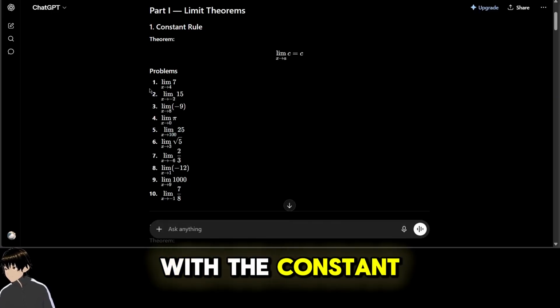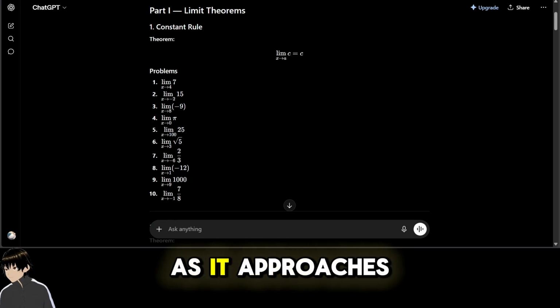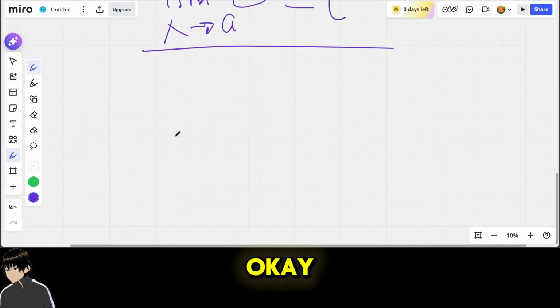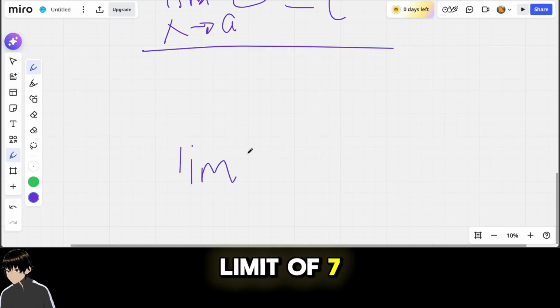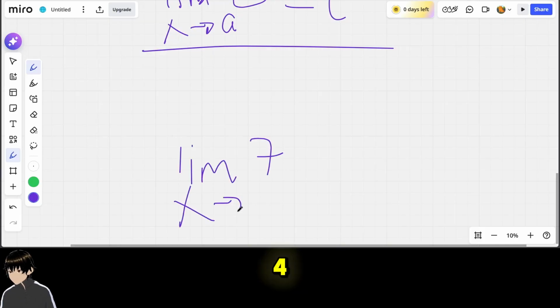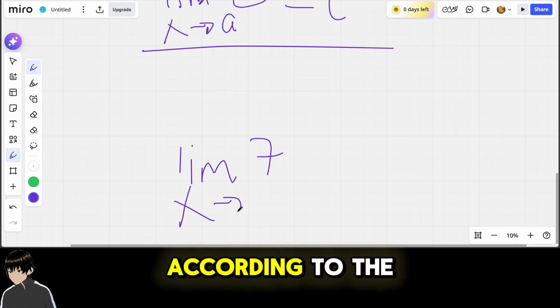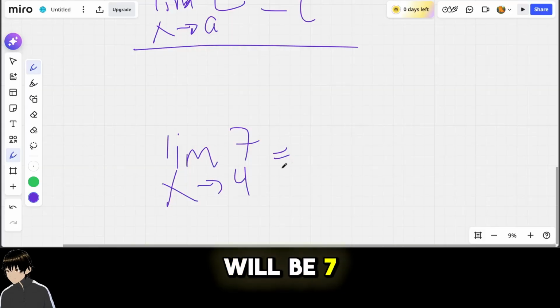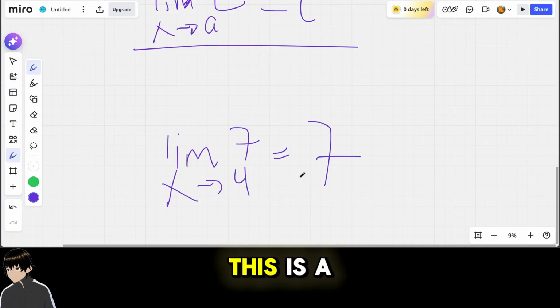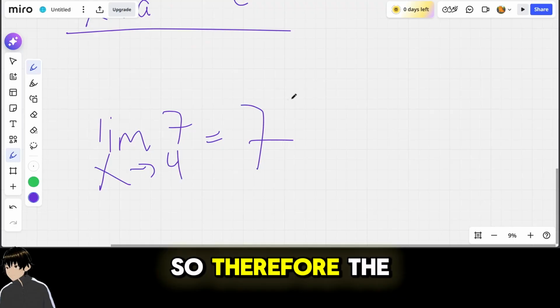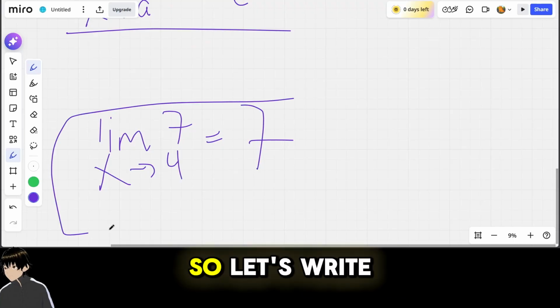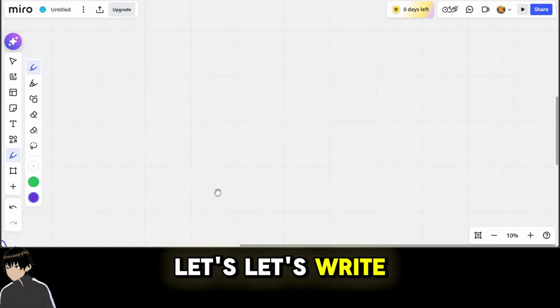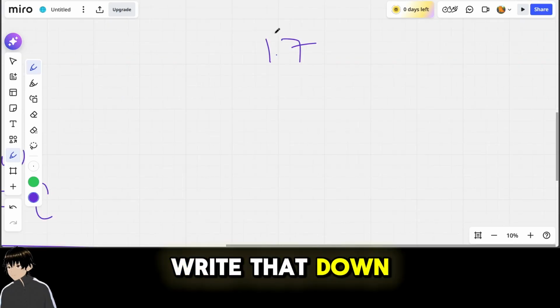Let's start with the constant rule. The limit of 7 as x approaches 4. What's going to be the answer here according to the constant law? Obviously, our answer will be 7, because this is a constant and this is a. So therefore, the answer here will be 7. Let's write that down.